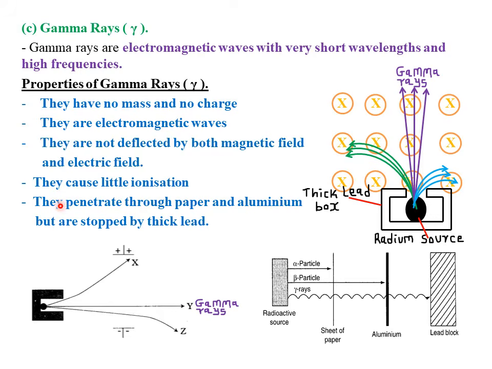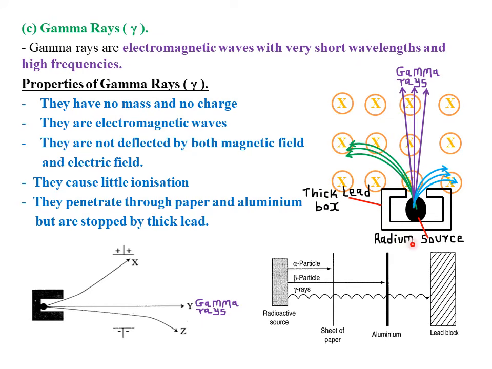Then the last property is that they penetrate through paper and aluminium but are stopped by thick lead. In comparison to the beta particles and also the alpha particles, the gamma rays have a very high penetrating power. That is why they are able to go through a thin sheet of paper that was stopping our alpha particles. They are also able to go through aluminium foil, which was stopping our beta particles. So you can see that they are only stopped by a lead block, and that is the reason why you can see here we have a thick lead box.